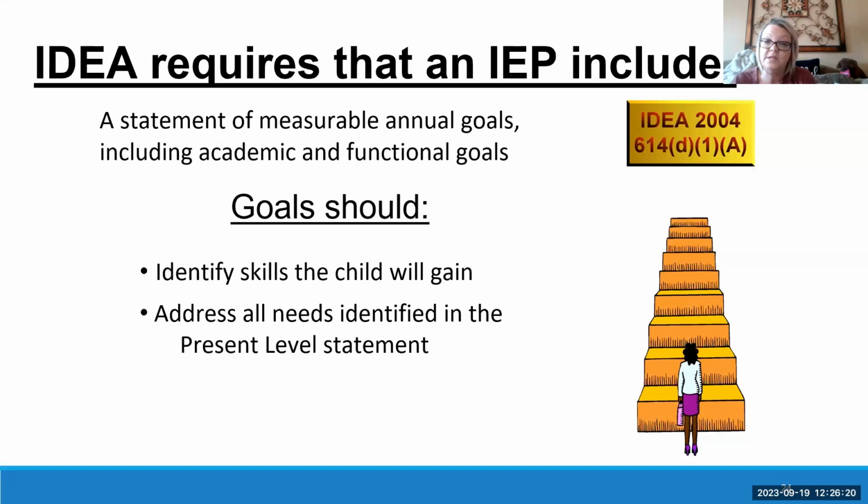IDEA requires that an IEP include components of a measurable annual goal. The audience is to state the student's name, behavior. What observable (see, hear, count) action will the student perform or do? So Daniel will read, Jerry will write, Mark will read orally.